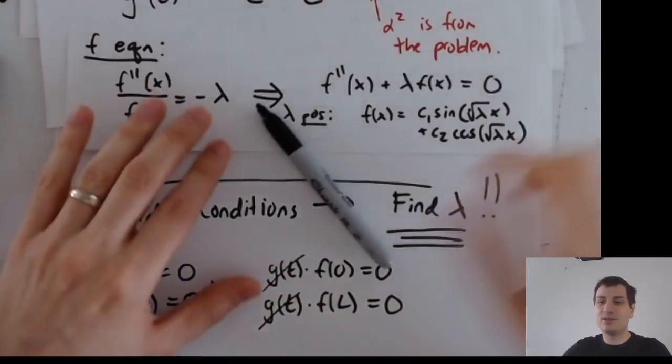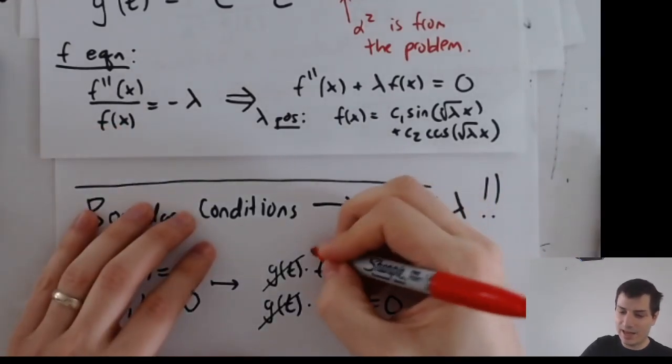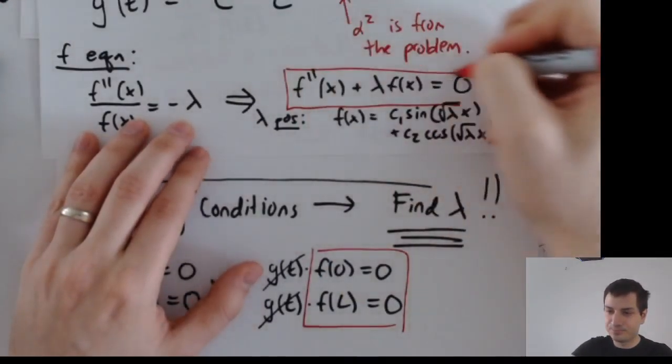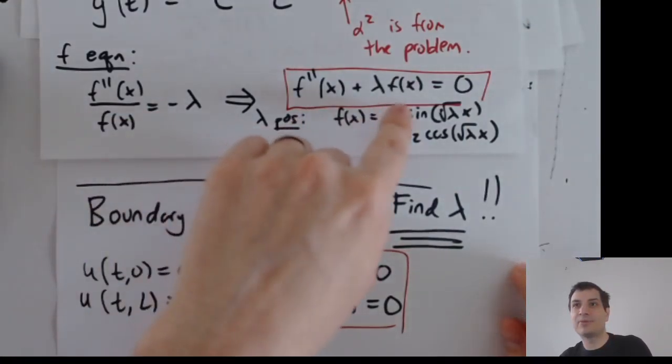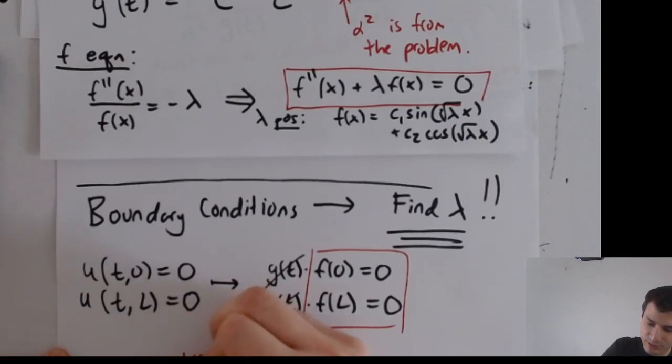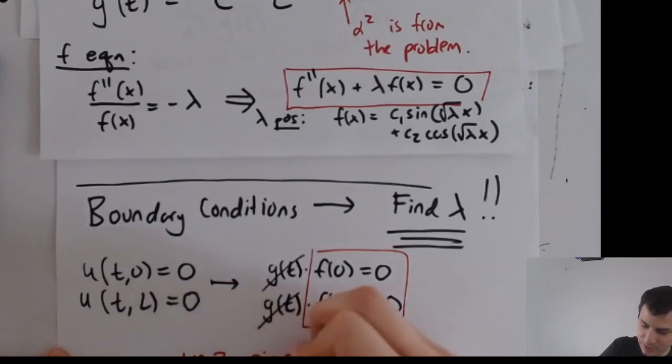And I want to remind you guys what we have on the page here. We got f of 0 equals 0, f of l equals 0, and we have this thing, f double prime plus lambda f equals 0. All of these things together are the chapter 10.3 eigenfunction problem.